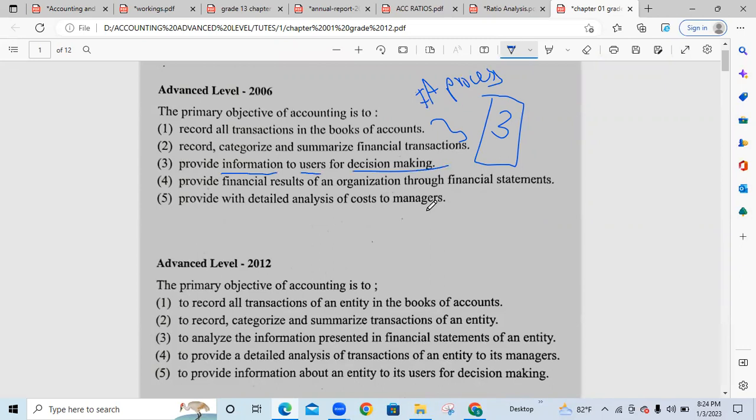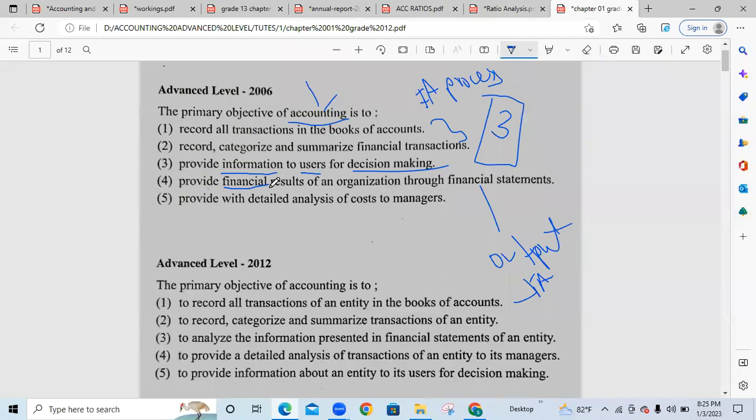Fourth one, provide financial results of an organization through financial statements. Why is it wrong? Yeah, guys, you are providing financial results. This is the output, I would say, of financial accounting. But are they asking only financial accounting here? They are just asking accounting. Accounting can be both financial and management. Here they say only financial results. That's why the fourth one is not the answer.